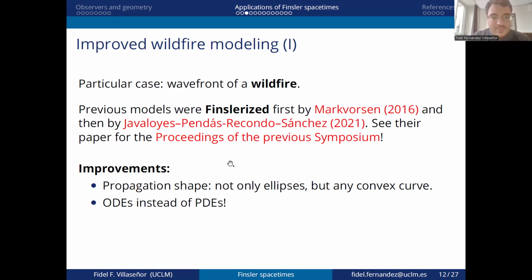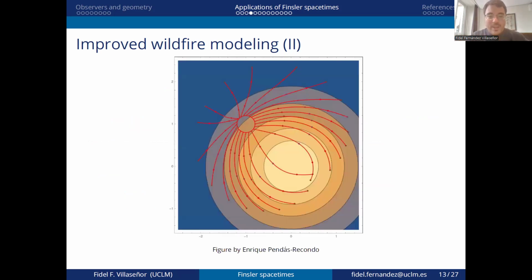Secondly, this is now done by solving ODEs instead of PDEs, which of course is computationally much simpler and more efficient. And third, also an important point, thanks to Finsler geometry, one has many tools to study the so-called cut points. Now, what is a cut point? Well, a cut point is a situation of this type where you have a wildfire and at the beginning it starts propagating in divergent directions, but it may happen that at a later time, the different propagation directions will converge again at a point like this. This is a so-called cut point.